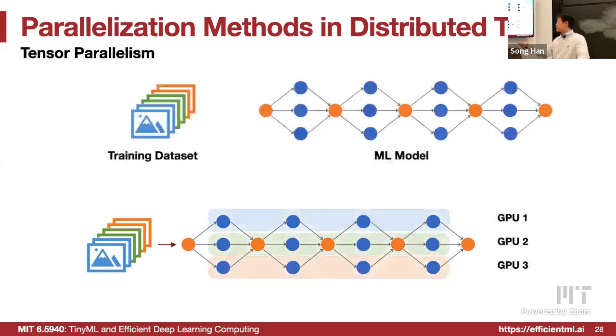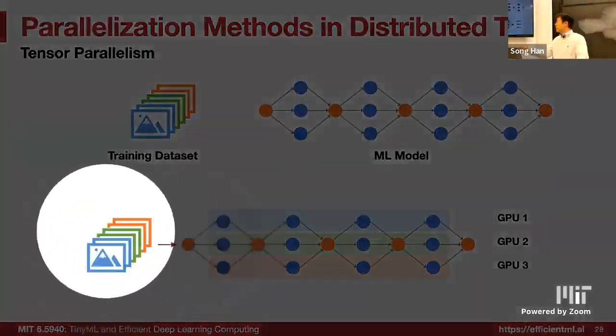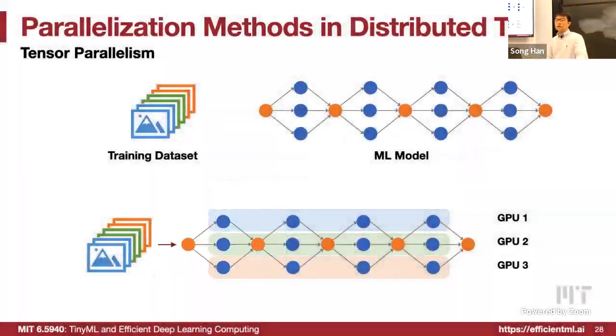So this is also sharing the same training data, but we are partitioning across different activations for the model. For example, if you have a big matrix multiplication, like 4K by 4K, you can partition that into 4K by 2K, and use 2 GPUs to process that 4K matrix multiplication.